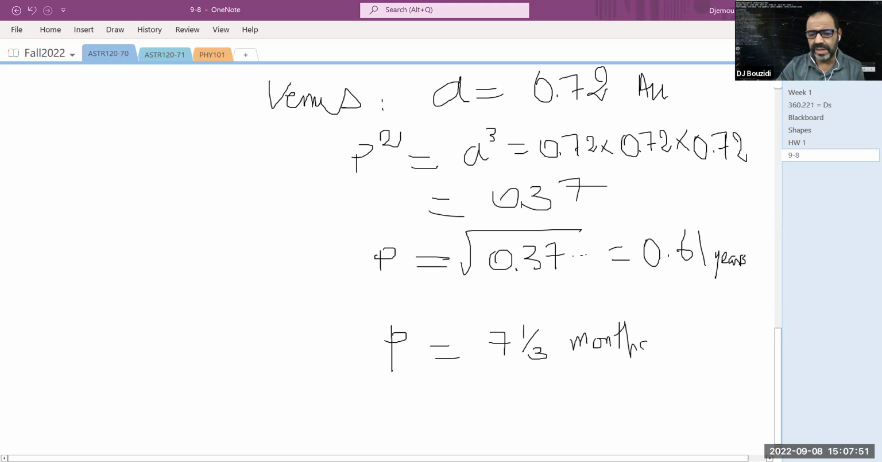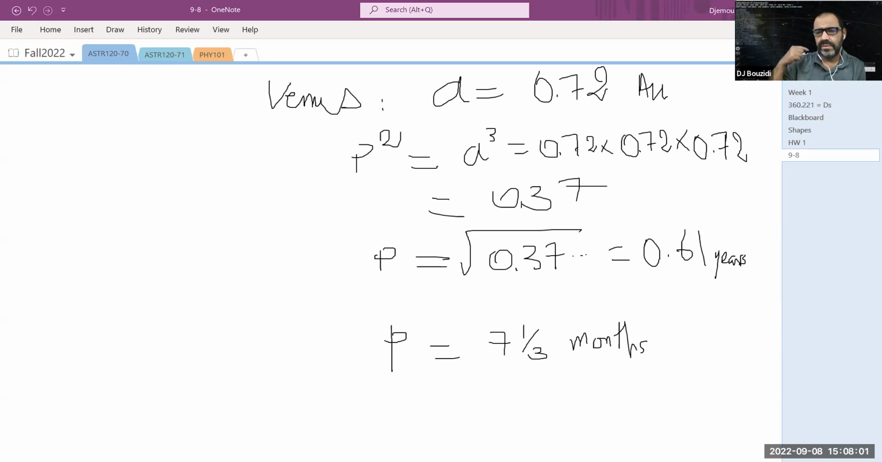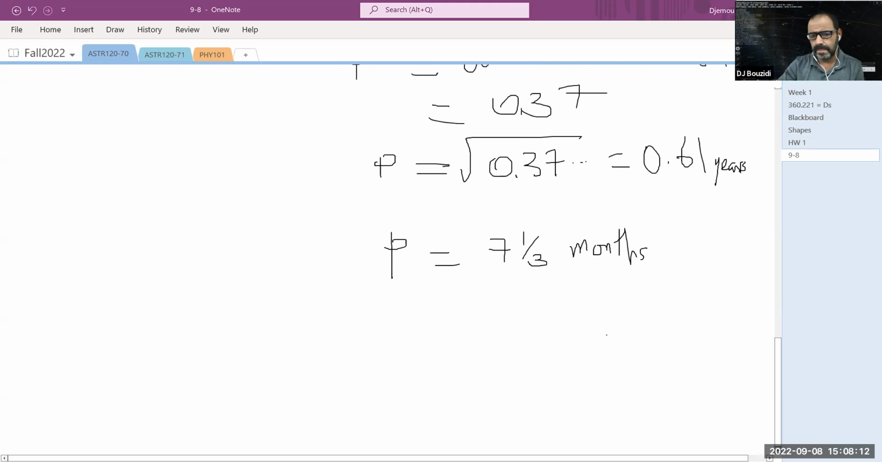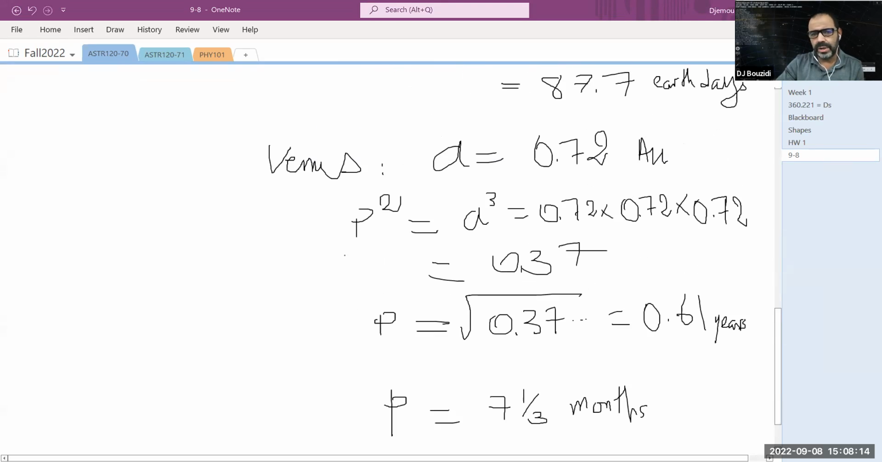That's how long for Venus to go once around the sun. 7 1/3 of a month, 7 months and 10 days, basically, for Venus to go once around the sun, and the Earth still did not do a full year. Still have, what, 4 months and 20 days to complete the cycle. Okay, the Earth already we did it.